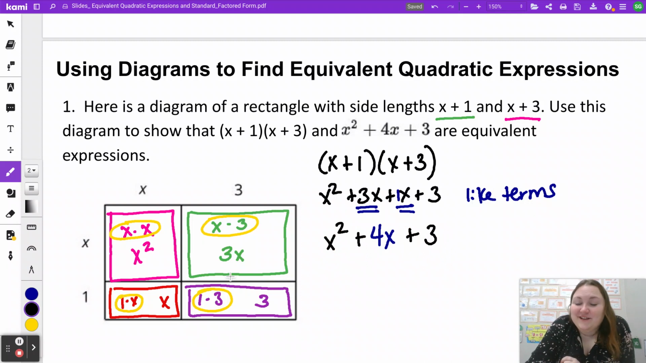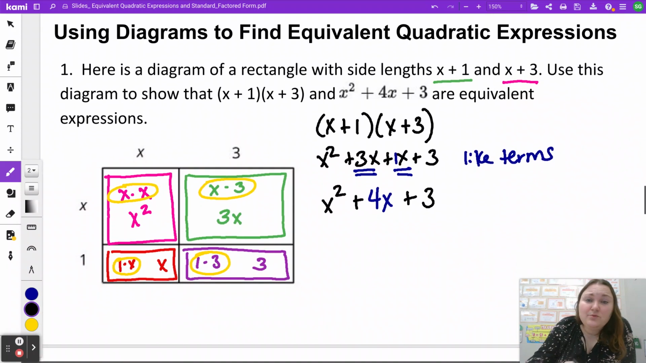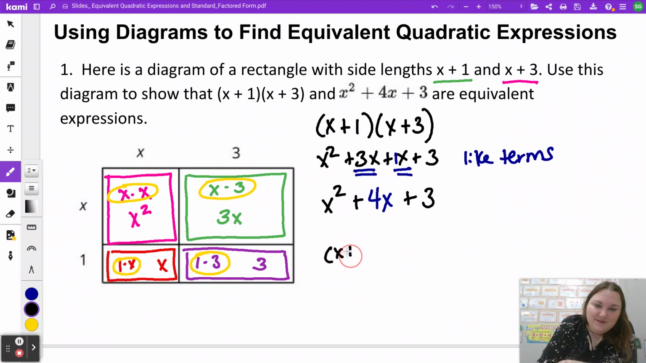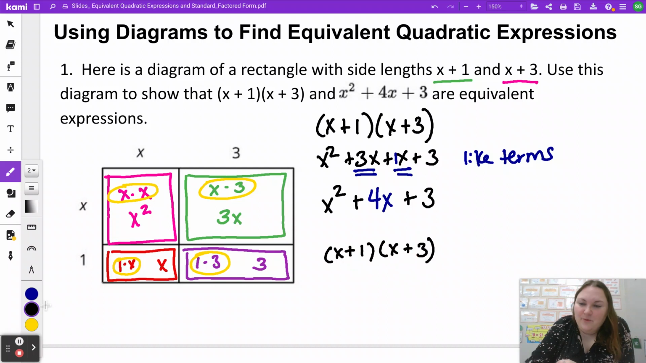That is how you can use this diagram to help you with these more complicated multiplication problems. Now, just like before, you can also do this with distributing. So if I copy that problem one more time, x plus 1 times x plus 3, we can also do this with distributing, but sometimes it's a little harder to see what needs to be multiplied because there's a lot more here you have to multiply.